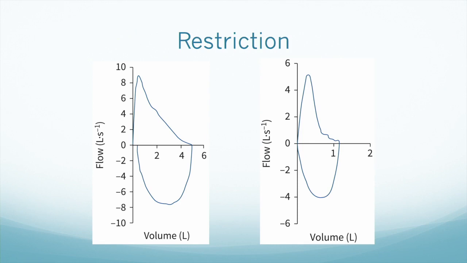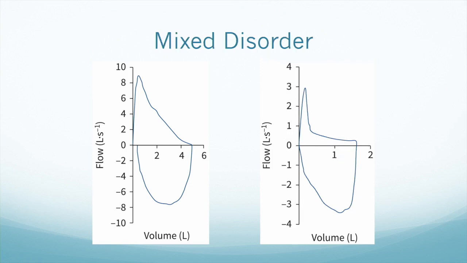This is a restrictive pattern, so we see that the volumes, the FVC, forced vital capacity volumes, are going to be lower than someone with a normal pattern. This is a mixed disorder where you both see airway obstruction and you see the FVC is also decreased. For these patients, we often need to get lung volumes.